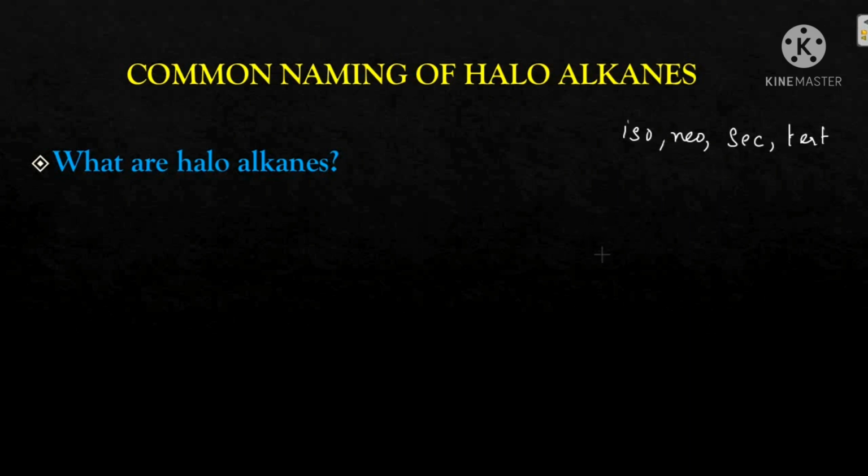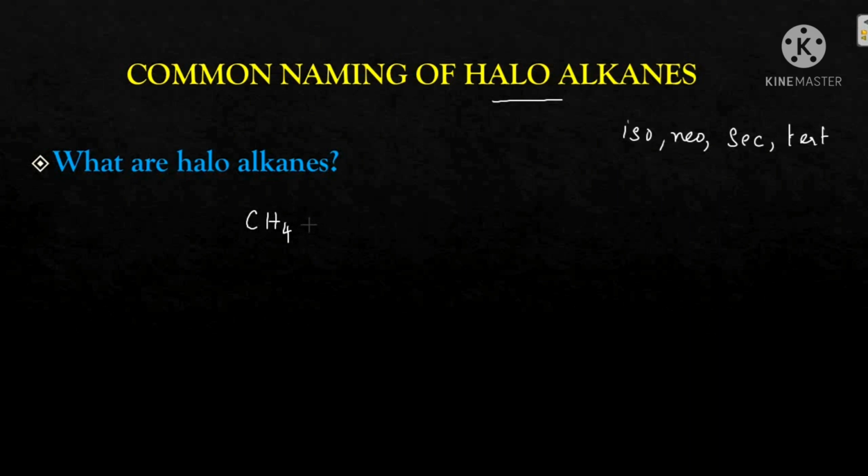Before learning this common system, we should know what haloalkanes are and how they are formed. Actually, these haloalkanes are formed from alkanes. Take methane, CH4, the first alkane. When one of the hydrogen atoms is replaced by a halogen, we will get a haloalkane.